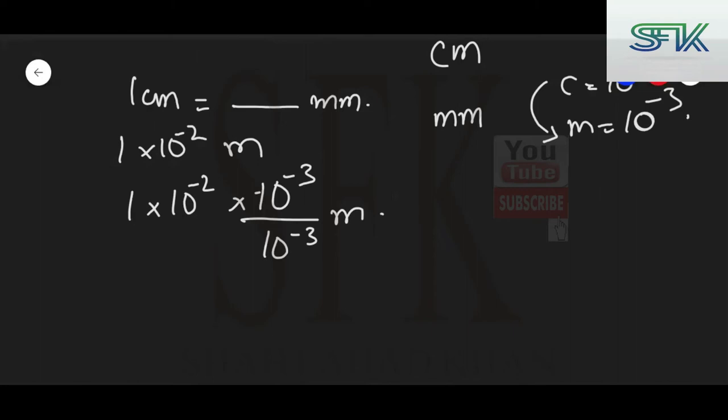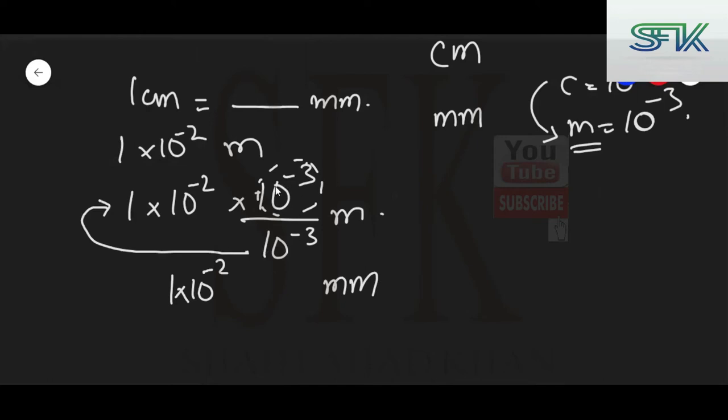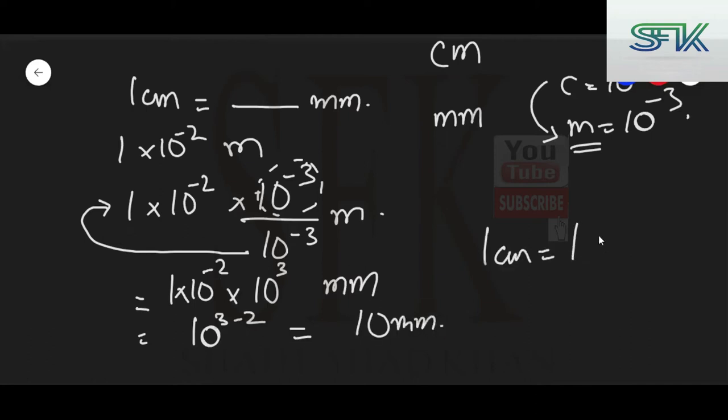Now this 10 raised to the power of minus 3 can be replaced by milli, because it actually means milli. The 10 raised to the power minus 3 in the denominator can be reciprocated and taken to the numerator. When you reciprocate, the power switches sign, so it was negative and now becomes positive. The final answer is 10 raised to the power of 3 minus 2, which is 10 millimeters. So 1 centimeter equals 10 millimeters. Correct.